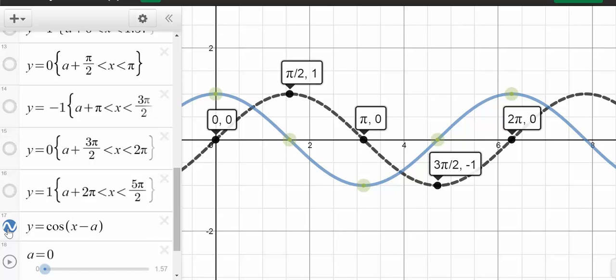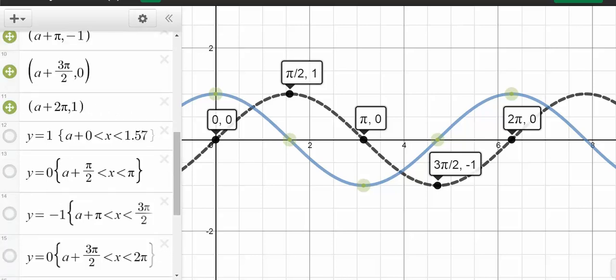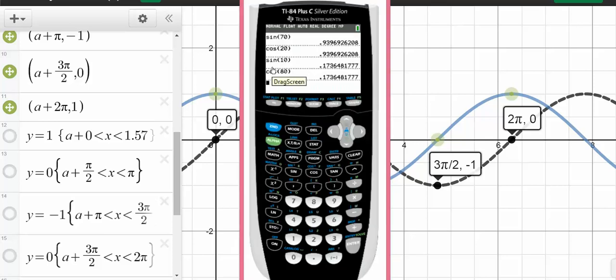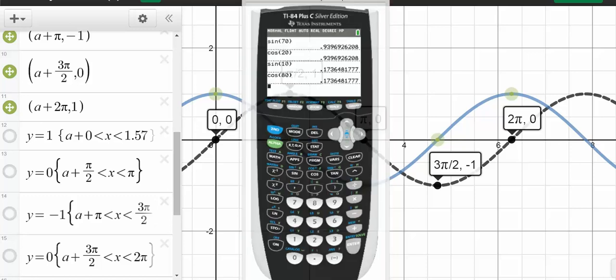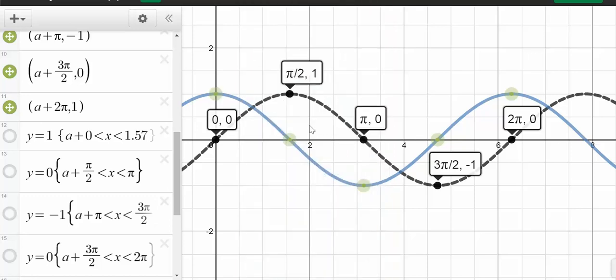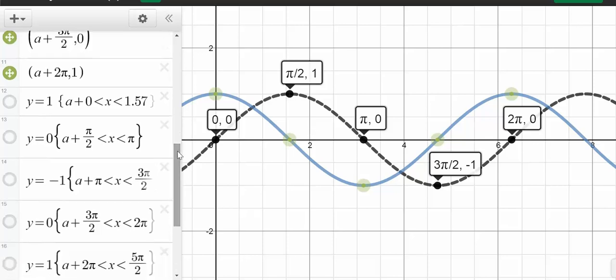The question that we're trying to answer was this: why was it true that the sine of 70 was the same thing as the cosine of 20, or the sine of 10 is the same thing as the cosine of 80? Yes, you're noticing that these are kind of similar to each other. They're just off by a certain amount. How much are they off by? 90 degrees, right? And what's 90 degrees as a radian? Pi over 2.